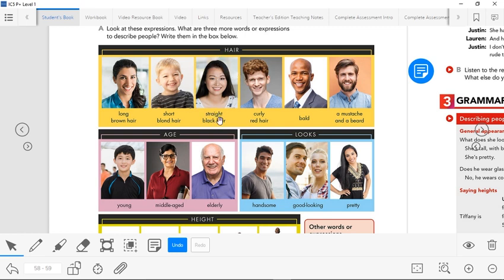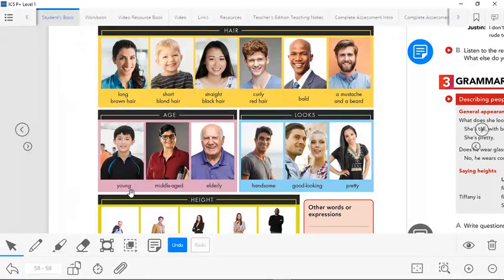Curly red hair. This color of hair, we usually refer to as red, okay? And these people are called gingers. And if you can see, the hair is curly, so it's curly red hair. He is bald, has no hair. A mustache and a beard. This is also hair. The mustache is this part right here, just below the nose, and the beard is right here. Okay? These are all of the things that you can say with hair.